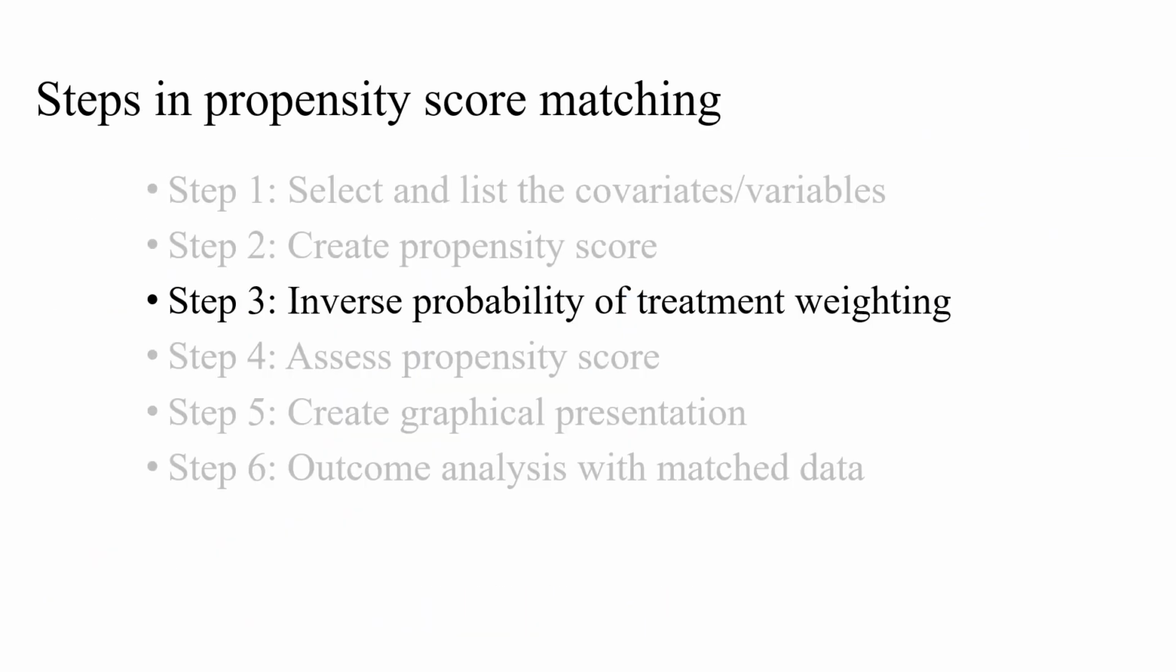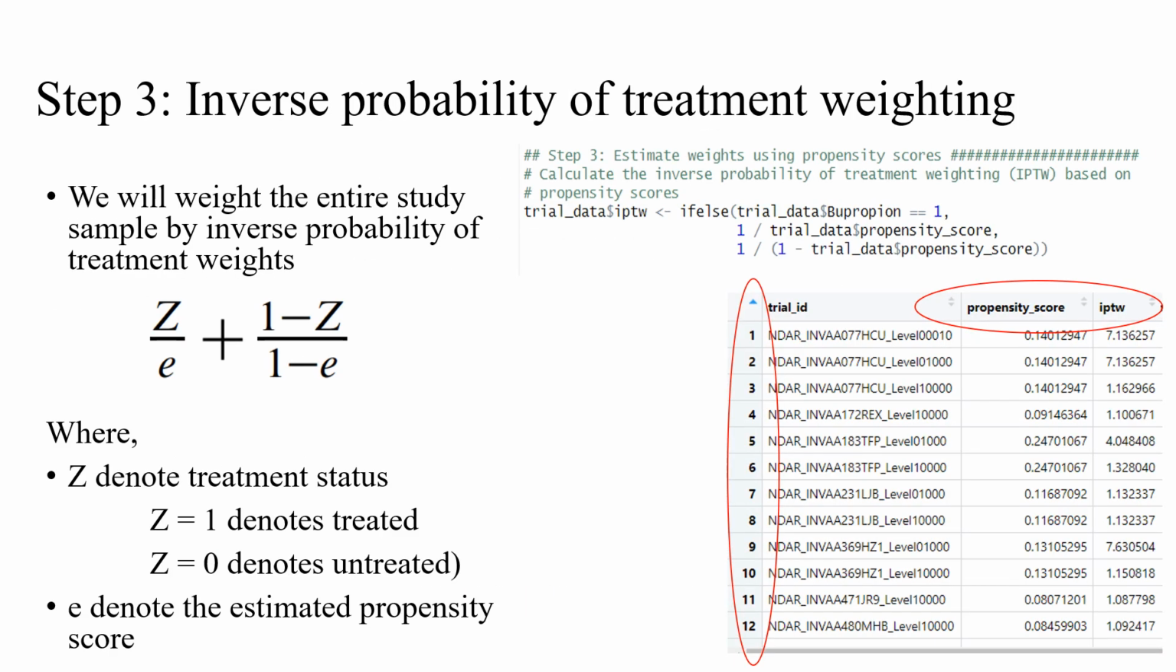Now our third step. Using the entire sample, we will create weights: 1 divided by the propensity score for the use of antidepressant, or 1 divided by 1 minus the propensity score for not using the antidepressant. In this way, we will calculate all the weights for all the patients, and this weight will be used as a new variable in the dataset.